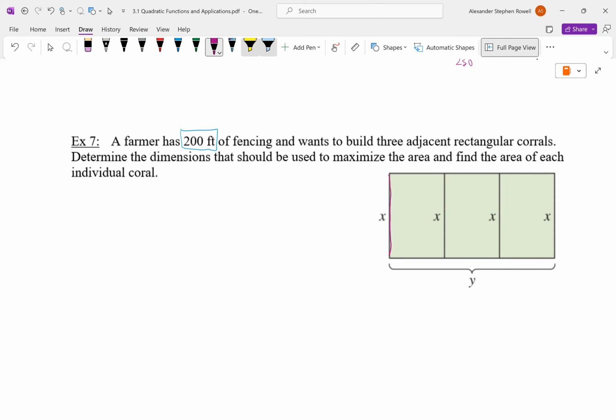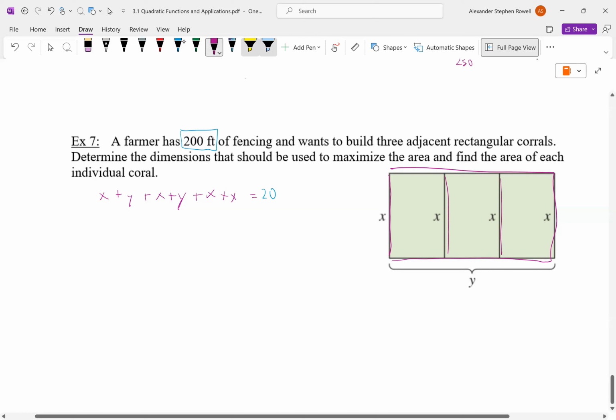So what's my equation relating 200 with x's and y's? Maybe I could do x plus y plus x plus y plus what? Plus x plus x. X plus y plus x plus y plus x plus x equals 200 total feet. This simplifies to 4x plus 2y is equal to 200. Essentially perimeter, but with extra lines in the middle.